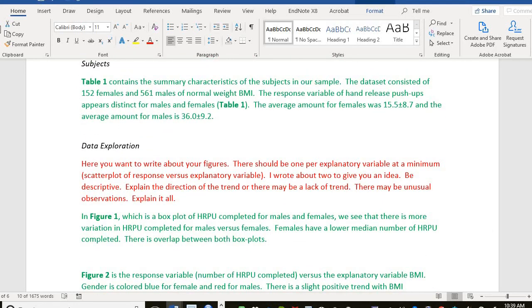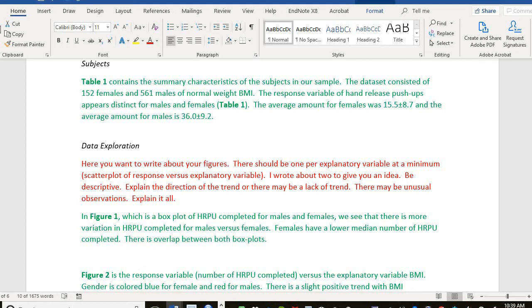And then in the results section, you describe that table. I usually, when I'm writing research papers, tell people to pick 3 figures and their tables that explain it, and then write around them. So those kind of come first, and then you write around them. So table 1 contains all this stuff, blah, blah, blah, and I take out some key points. Like the average amount for females was this, because my response variable was the HRPUs, so I took that out.